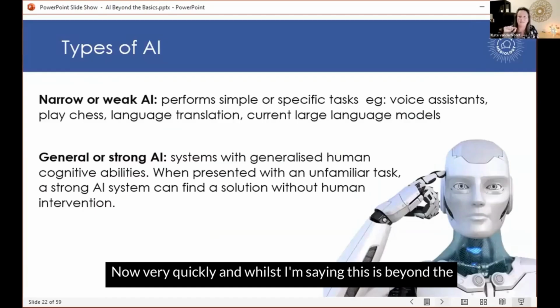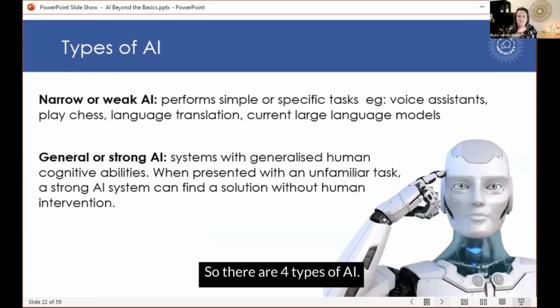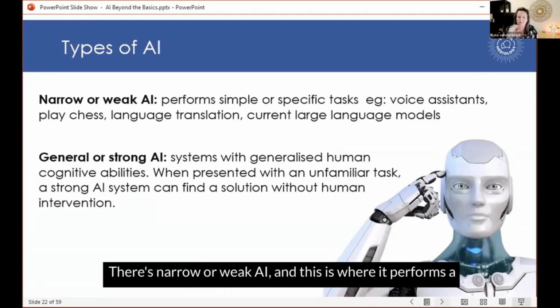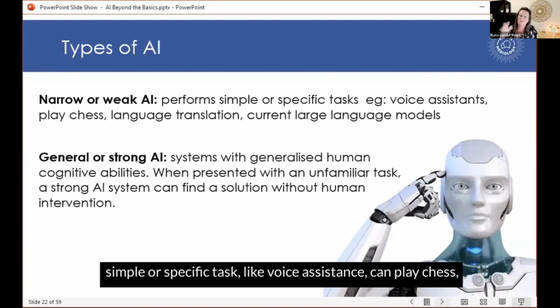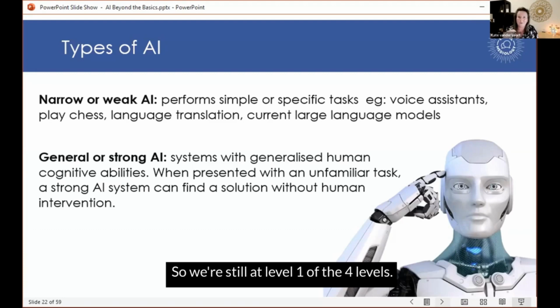Now, very quickly, and whilst I'm saying this is beyond the basics, this part a lot of people still don't understand. So there are 4 types of AI. There's narrow or weak AI, and this is where it performs a simple or specific task like voice assistance, it can play chess, language translation, current large language models. So the current models that are available are narrow AI. So we're still at level 1 of the 4 levels.